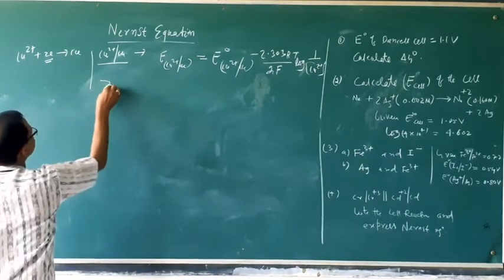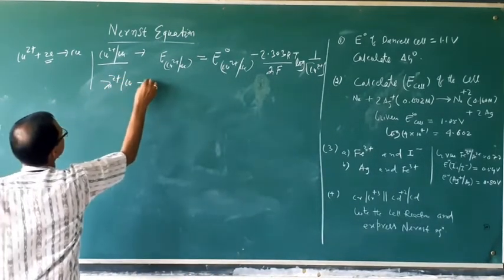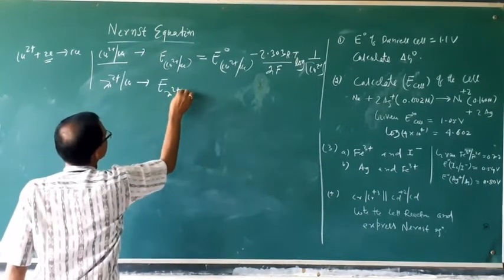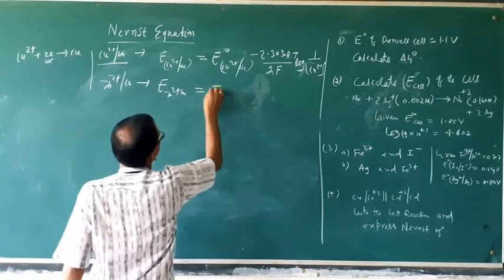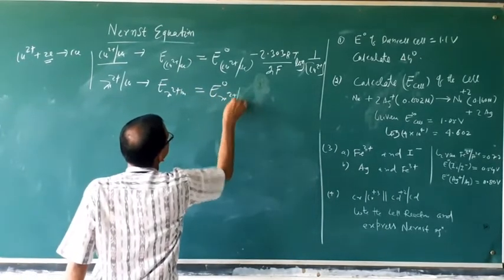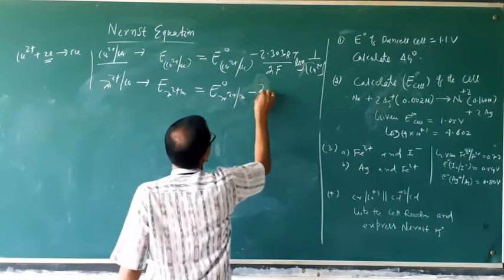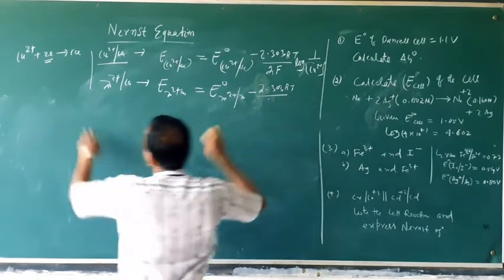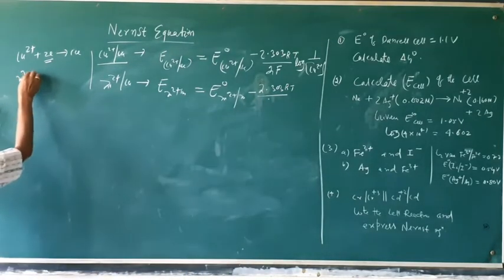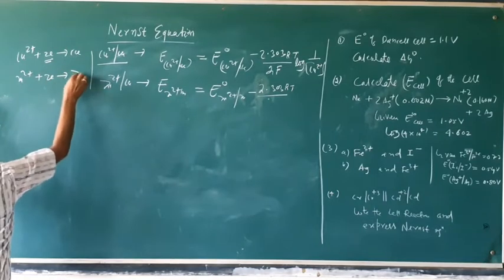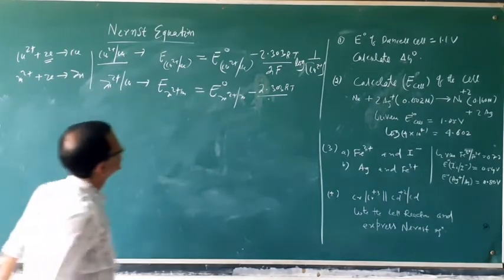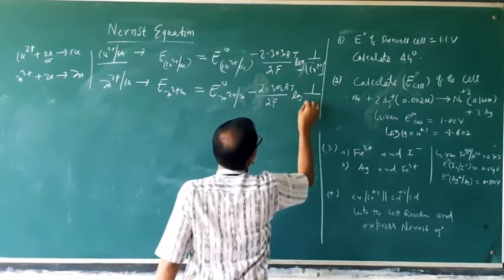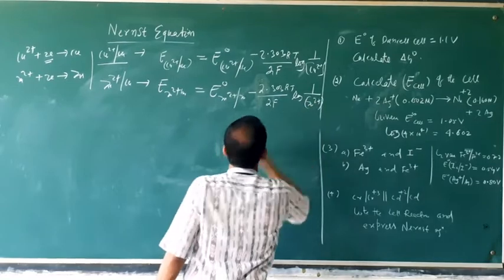Similarly for zinc, it can be written as E of zinc cell is equal to E naught of zinc cell minus 2.303 RT by, here for zinc also same, Zn2+ plus 2e^- changes to Zn, so 2F, log 1 by Zn2+ concentration.